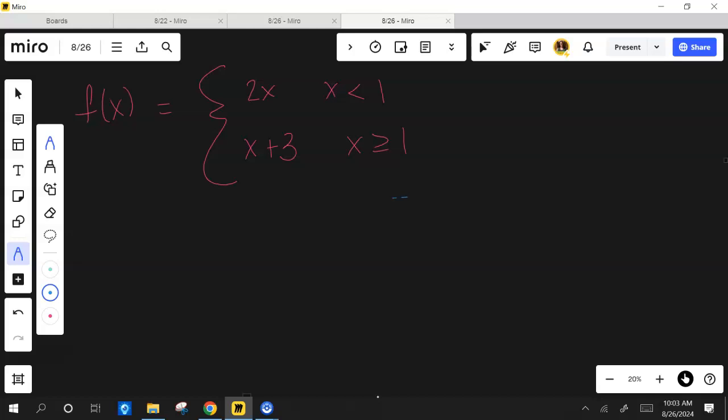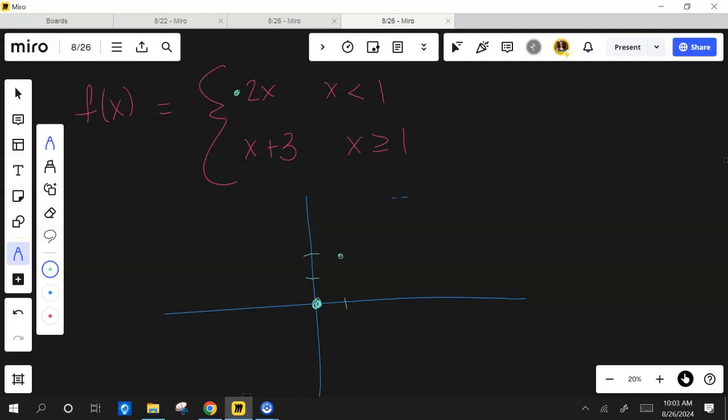Here's what I'm going to do. First, I'm going to ignore these restrictions over here, and I'm just going to graph these two lines on the same axis. I'll do them in two different colors so you can see. The first one is 2x. So that means I start where? At the origin, or 0, because the y-intercept is 0, and then I go up 2 over 1. I could continue if I needed to. Does everybody agree with me that that is that line?